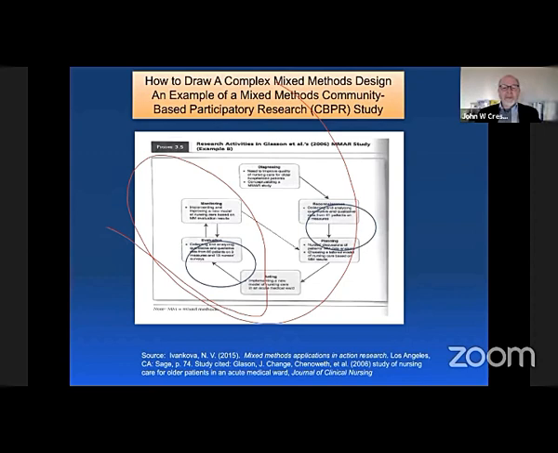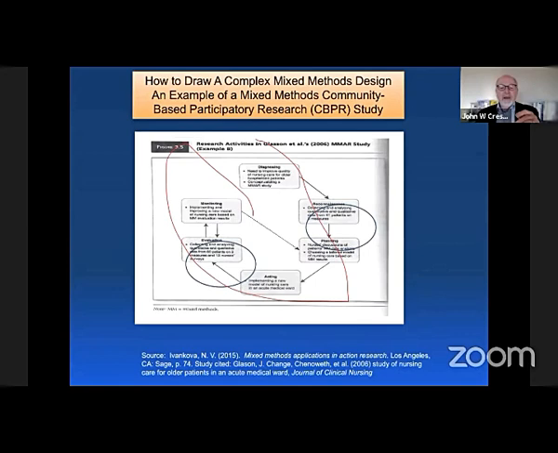A participatory action research study. So that's a study basically where you're doing a project in the community and you involve the community members in helping you to design the various aspects of your project. So drawing a mixed methods diagram of this procedure, first of all, this is drawn from Ivankova's book on action research. And she talks about the steps in conducting a participatory action research study: diagnosing the environment, reconnaissance, planning, acting, evaluation, and monitoring.